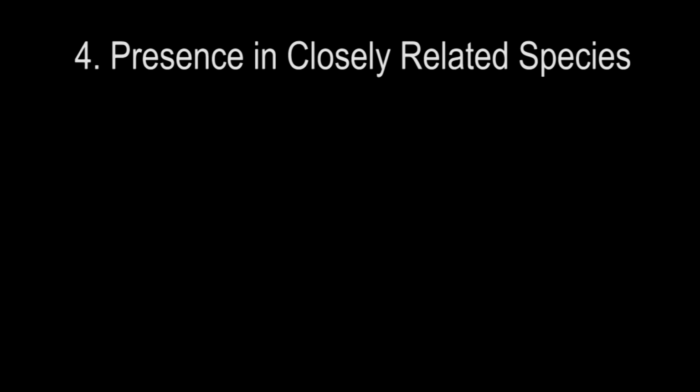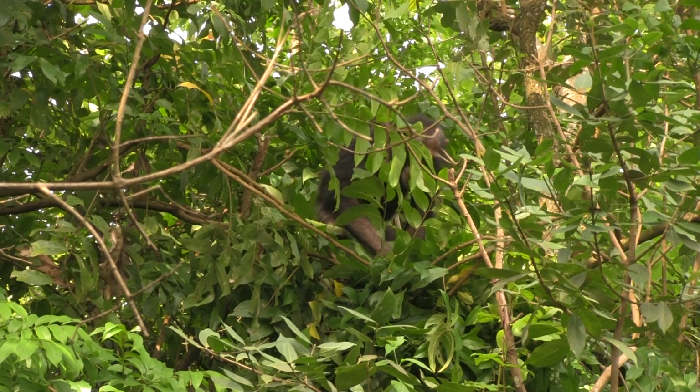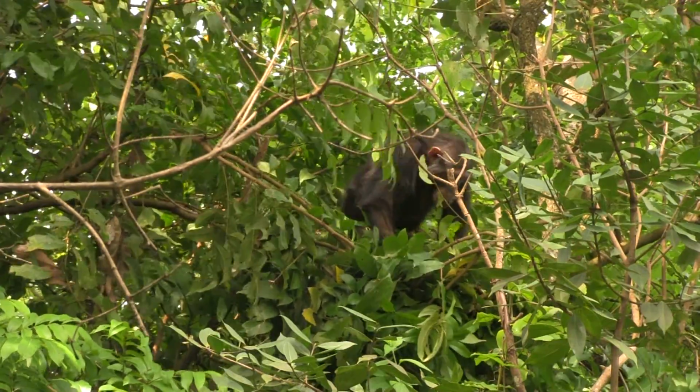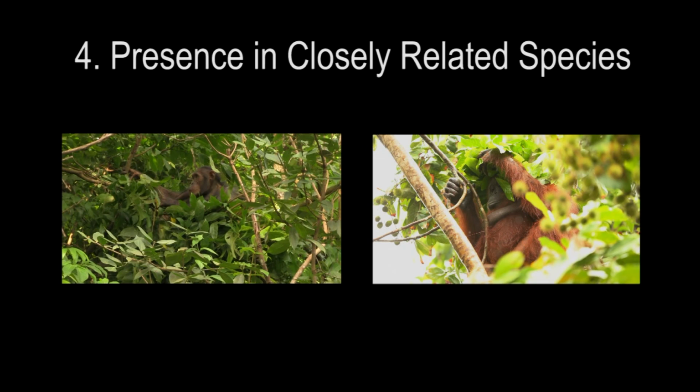The fourth criterion for homology is a presence in closely related species. For example, the nest-building behavior of chimpanzees is almost certainly homologous with the nest-building behavior of orangutans, two closely related great apes. By using these criteria, we can make reasonable inferences about homology.